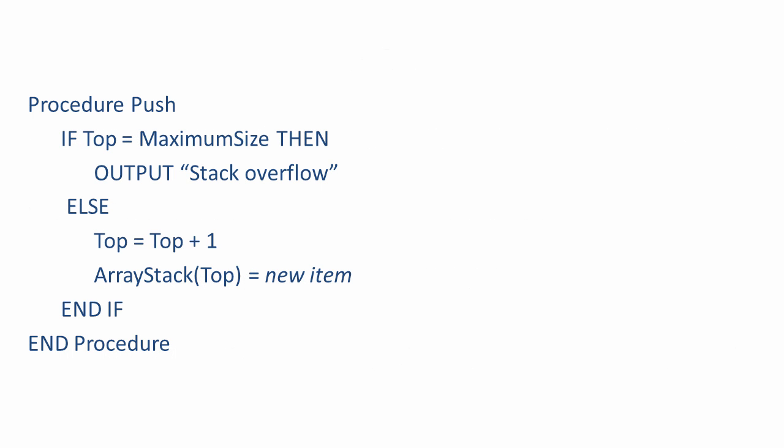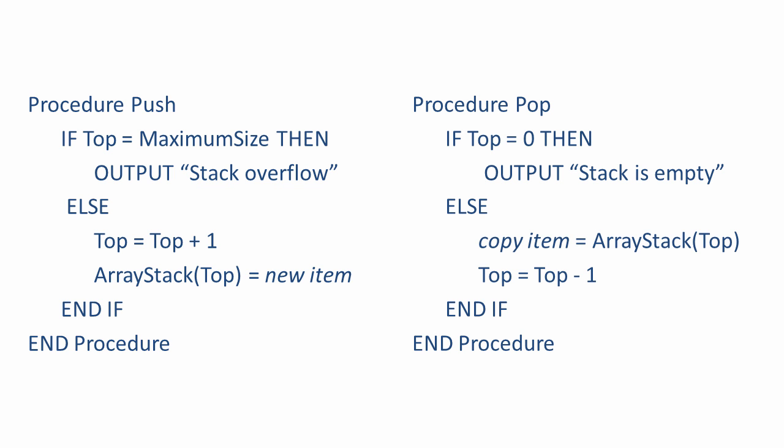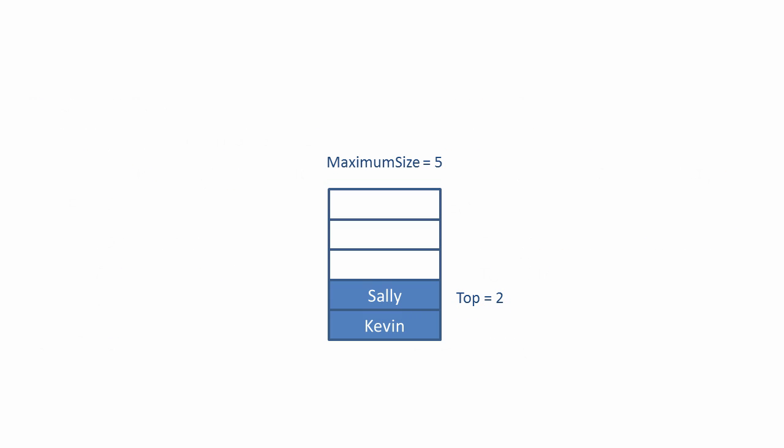Here's some pseudocode for a stack push operation. As long as we don't exceed the maximum size of the stack, then you can see the top pointer is being incremented and then the new item is placed in the appropriate position of the array. And this is our stack pop operation. An item is copied from the array position given by top, and then top is decremented. This is what it looks like.